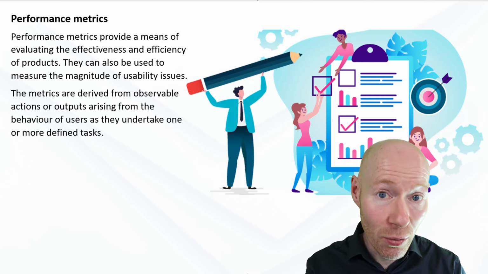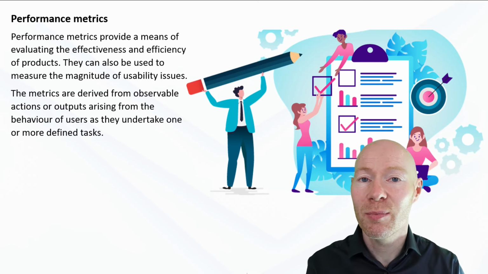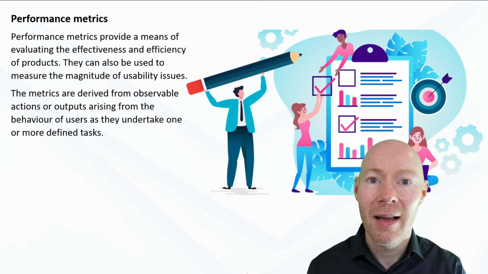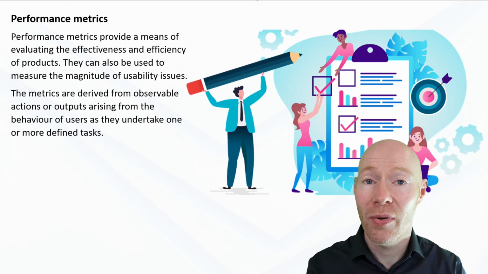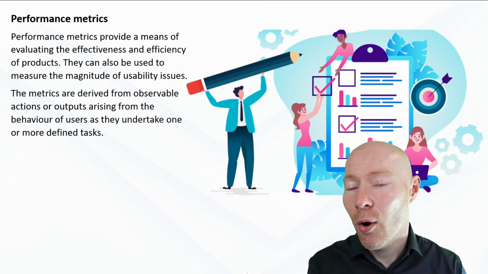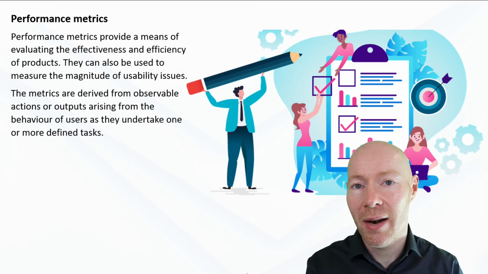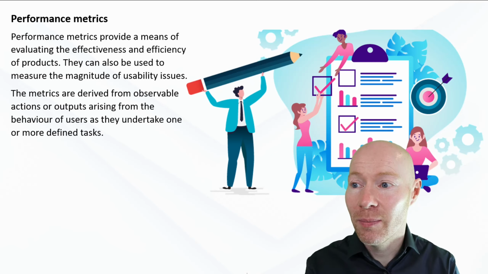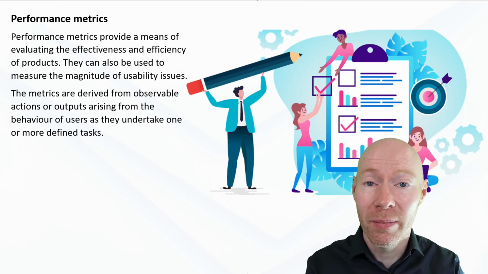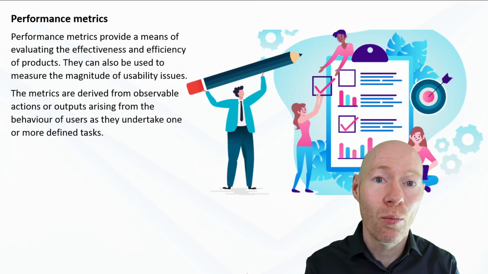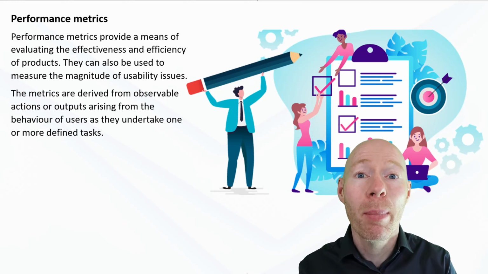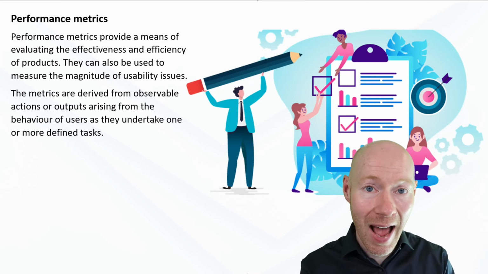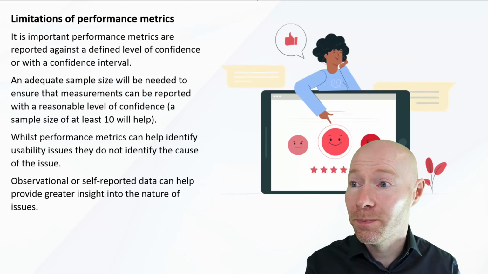We can use them not only to measure task success, but also to identify where there may be issues around usability, and then to narrow down in terms of how we actually try to fix those. All of the metrics that we're going to be looking at are going to be derived, measured from observable actions or outputs that arise from user behavior as they do one or more tasks. So fundamentally, these are applied metrics. We get the users to do something and we then measure aspects of what they have done.